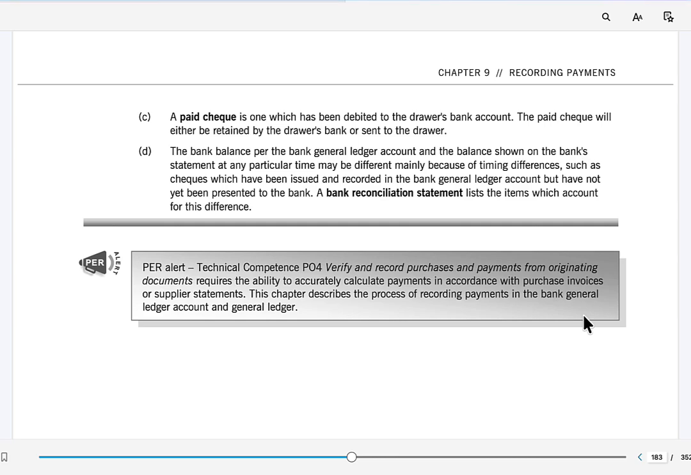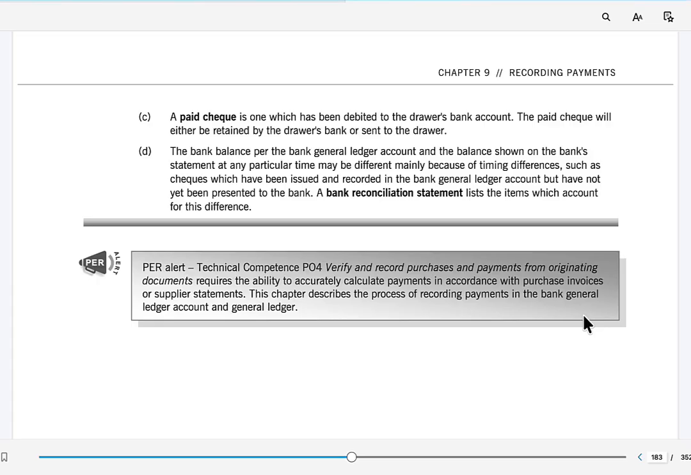Why do they not match? Most of the time, it is because of timing differences, meaning one side has recorded something, but the other side has not recorded it yet. The most common timing difference is this: checks issued but not yet presented. This means the business wrote the check and recorded the payment, but the supplier has not yet banked the check, so the bank statement still does not show it.